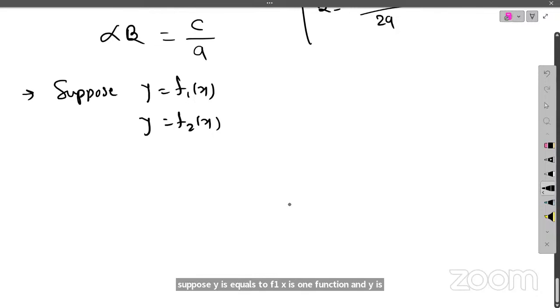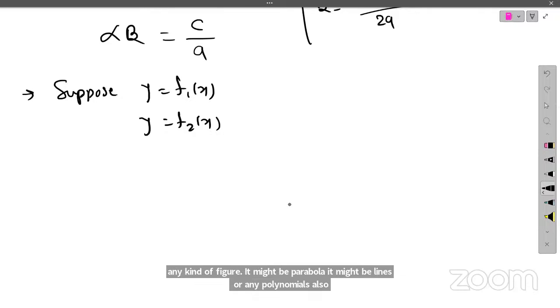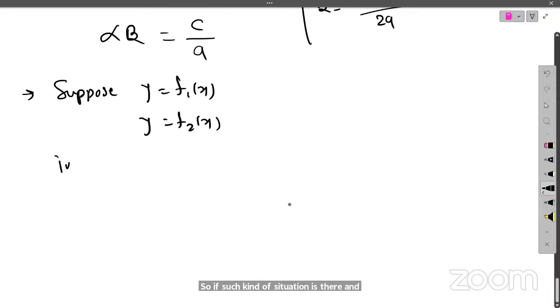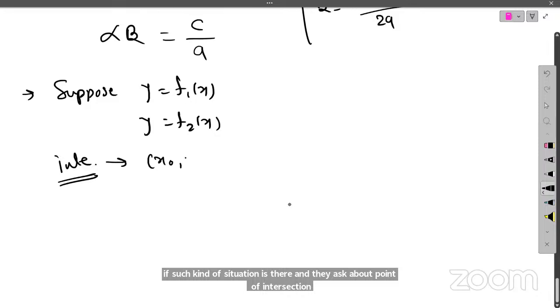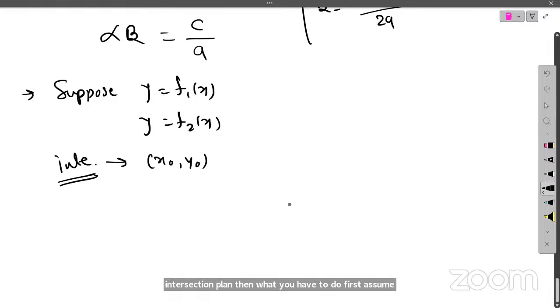It might be a parabola, it might be lines or any polynomials also. If such a situation is there and they ask about the point of intersection, then what you have to do is first assume that (x0, y0) is a point of intersection. If this is a point of intersection, it should satisfy both of the equations, right? So that means y0 = f1(x0) and y0 = f2(x0).